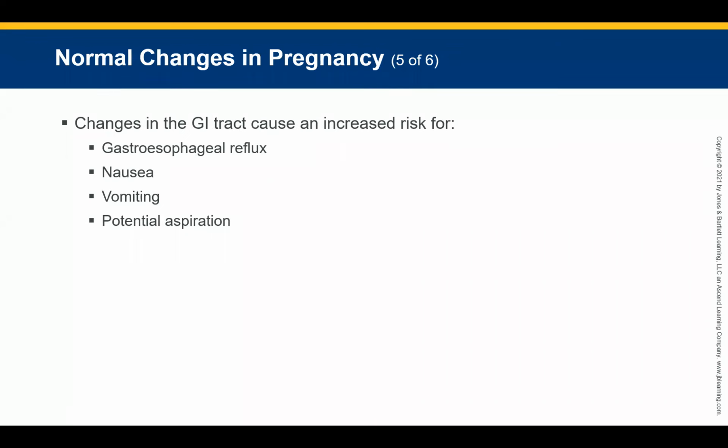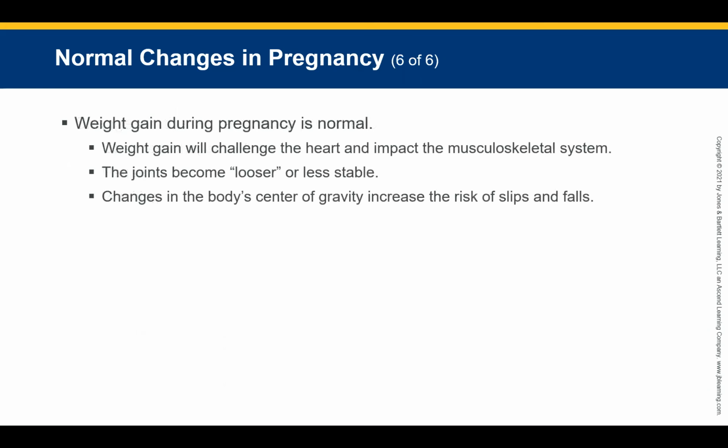Pregnant women are at increased risk for gastric reflux, nausea, vomiting, and potential aspiration because of changes that occur in the gastrointestinal tract. Weight gain during pregnancy is normal. I know a lot of people don't believe that, but it is normal. They're carrying another human. The increase in body weight will eventually challenge the heart and impact the musculoskeletal system. Certain hormones affect the musculoskeletal system by making the joints looser or less stable. In the third trimester, changes in the body's center of gravity increase the risk of slips and falls.